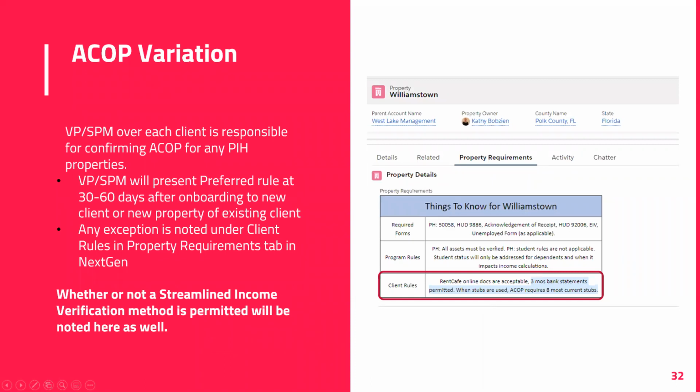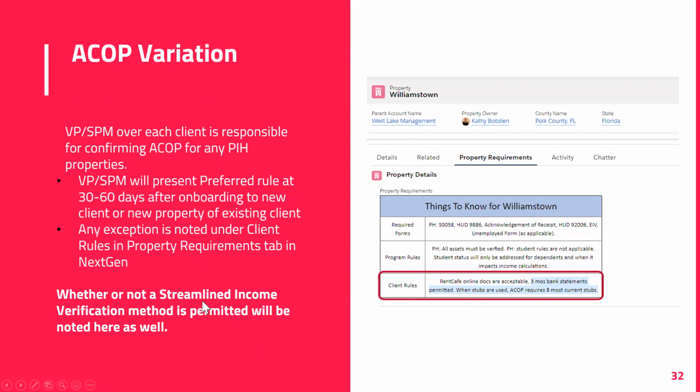Let's talk quickly about the ACOP variation. So any variation from the preferred rule is going to be noted in the NextGen under the property requirement tab. So things like, for example, Williamstown under WLM, they accept 3 months rather than 6 months. We're going to accept that. When steps are used, they require 8 rather than 6. So we're going to go with whatever the ACOP says.